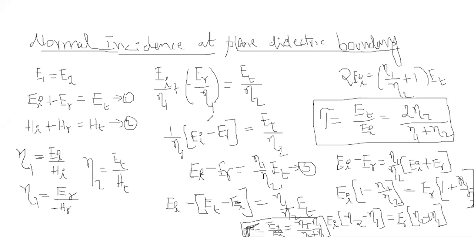The relation between the reflection coefficient and the transmission coefficient: we got the transmission coefficient tau equal to 2 eta 2 by eta 2 plus eta 1, and the reflection coefficient gamma equal to eta 2 minus eta 1 by eta 2 plus eta 1. So these are the equations we derived for the plane dielectric boundary.